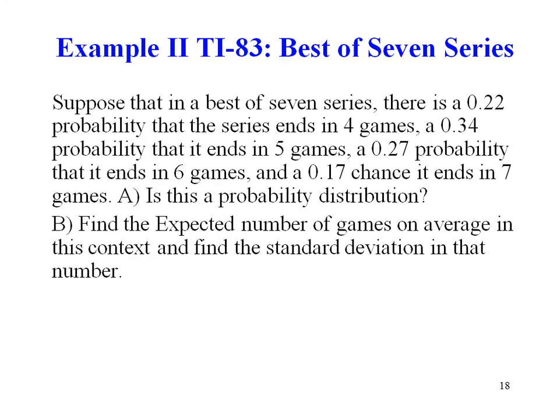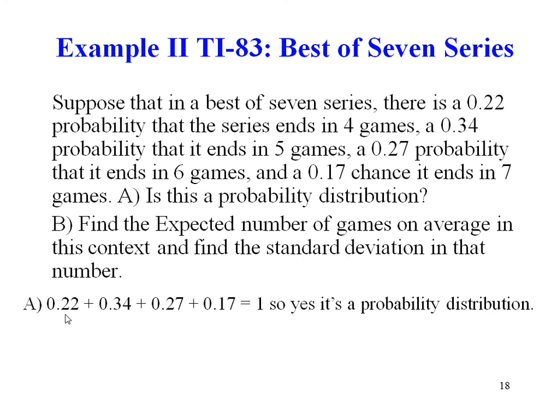Let's do another example. Okay, best of 7 series, like a baseball series. Suppose that there's a 22% chance that the series ends in 4 games, and a 32% chance it ends in 5, 27% ends in 6, and 13% chance it ends in 7. So this is a probability distribution, and find the expected number of games on average and the standard deviation in that number. Okay. So we just had to add up these probabilities. Does it add up to 1? So yes, it's a probability distribution.